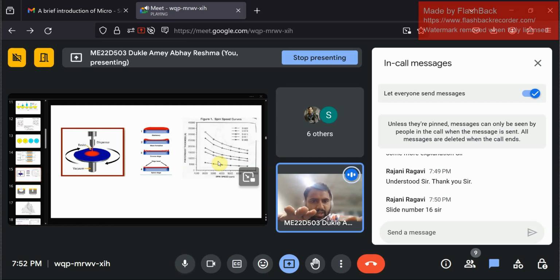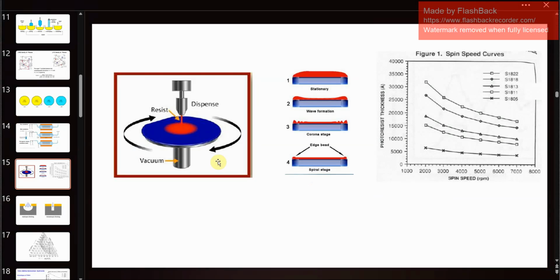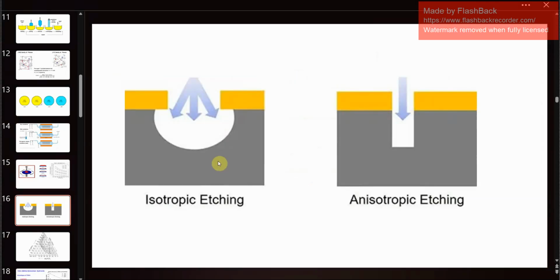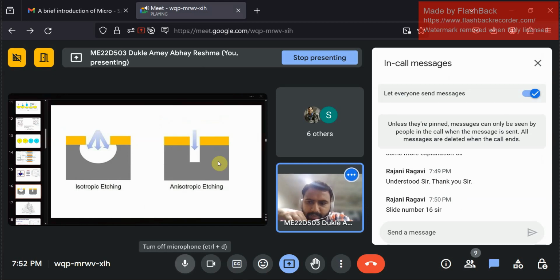Then you have the area which you want to remove the material from, right? The area where you want to keep the material, you have already put a hardened photoresist to protect it. After that you etch the areas. The next step is called etching. Here you can see the gray surface is the wafer, and the yellow surface is the photoresist that has been hardened. Now you want to remove the material.